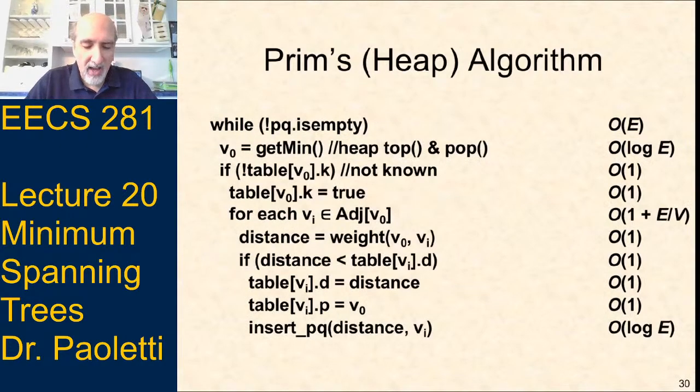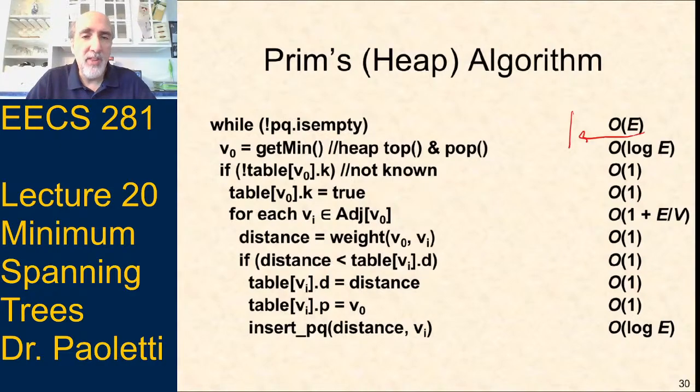Now we have to loop while the PQ is not empty. And the PQ not being empty is going to run E times. So this O of E up here should really be over to the left just a little bit. It's like the outer loop. So we're going to do this stuff E times.